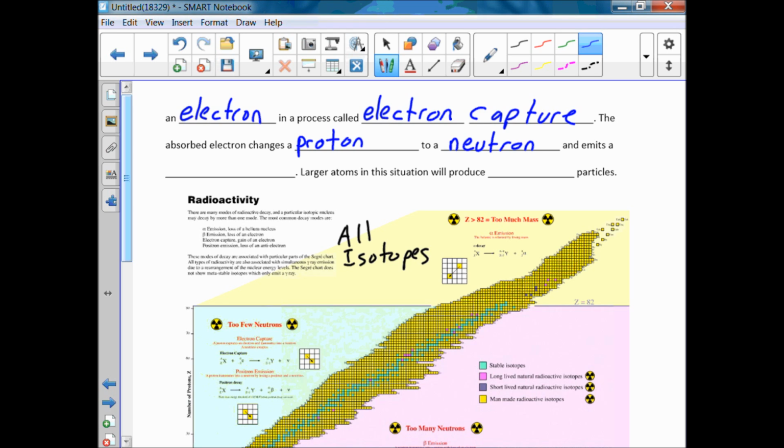And what do you think it emits? Nothing? Just a neutrino. It's a massless particle. Neutrinos are non-reactive particles, but they are emitted in various radioactive decays. We're going to see in the next couple of days that they come into play quite a bit.